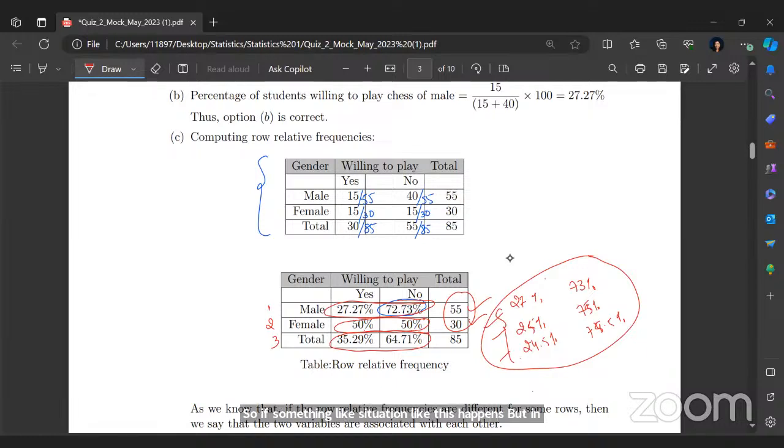But this is not the case. In our case, when we are finding the row relative frequencies, all these are very different. These row relative frequencies are different. So we have to check with each column, right? As you said. Correct.